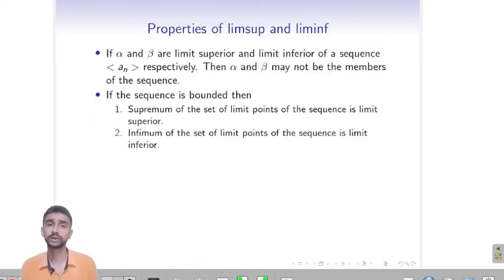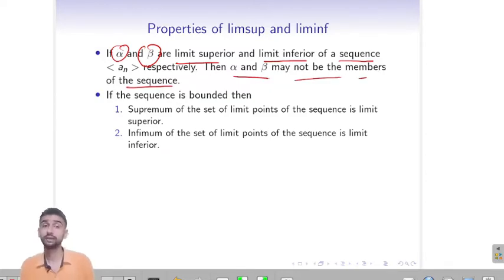Some other properties. If alpha and beta are LimSup and LimInf of the sequence, then alpha and beta may not be members of the sequence. We also discussed that the supremum or infimum of a set is not necessarily an element of the set. Same thing is happening here. LimSup and LimInf are not necessarily members of the sequence. They may be members and they may not be members of the sequence.